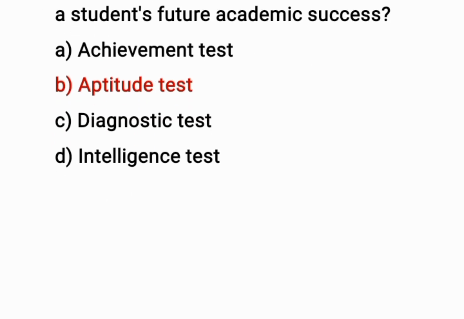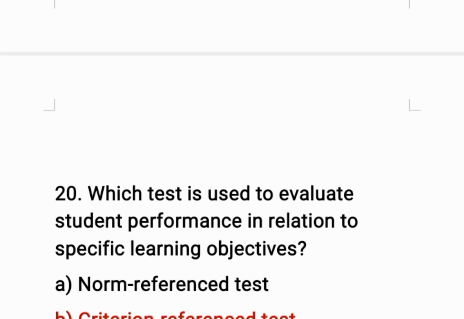Okay, question number 19. What type of test is used to predict a student's future academic success? The correct option is B, aptitude test.